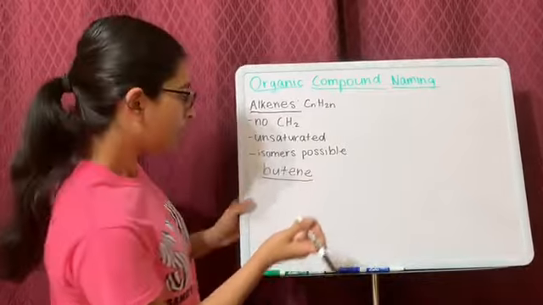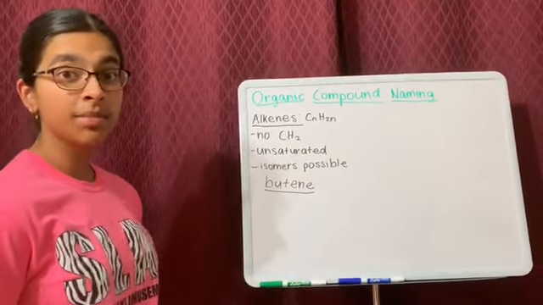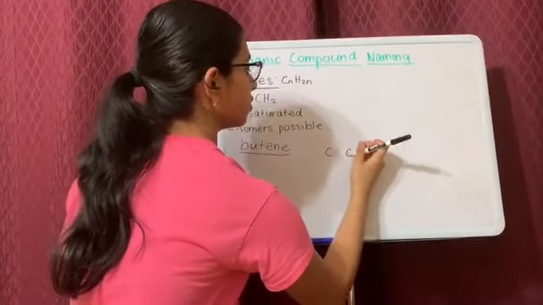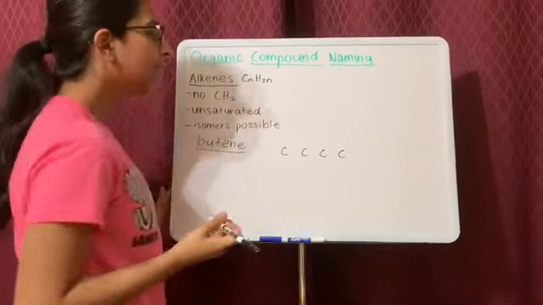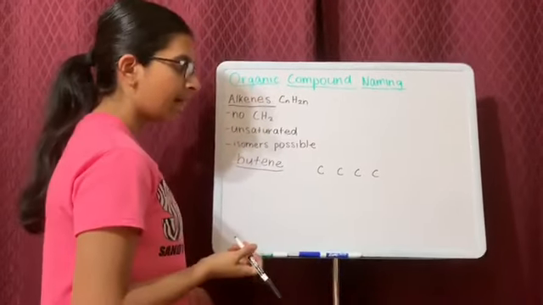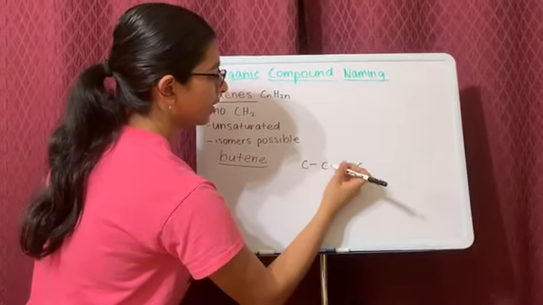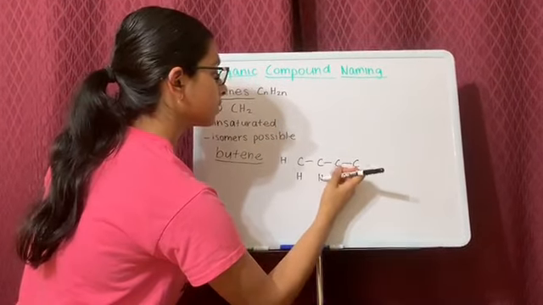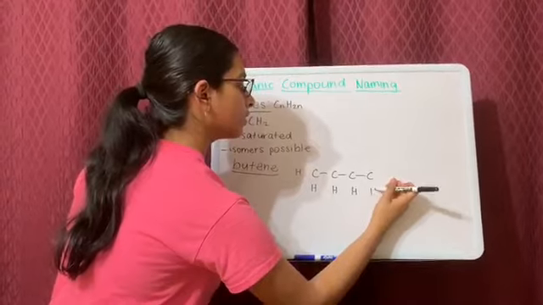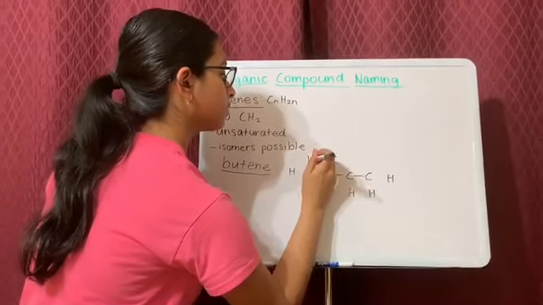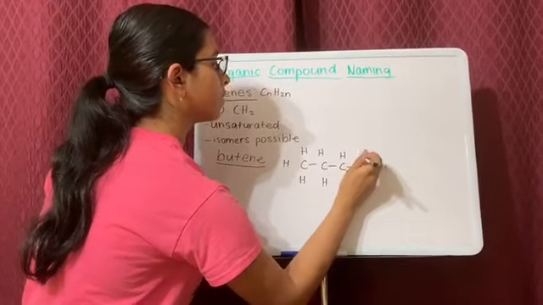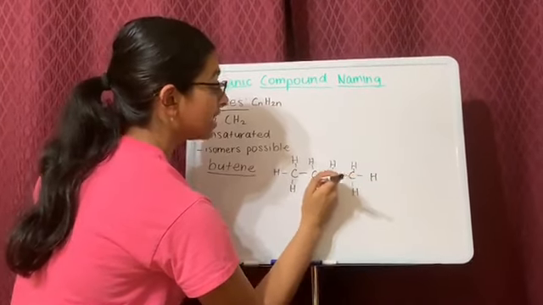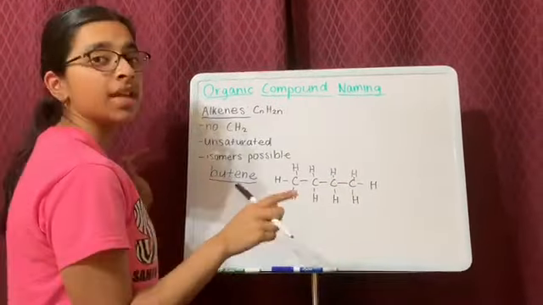Okay, so we see the prefix but, and that is going to mean we have 4 carbons. So let's draw out our 4 carbons. Let's draw it over here: 1, 2, 3, 4. And we see ene. That means we're going to have a double bond. But first, let's go ahead and fill in all of our hydrogens. So this would be a butane. It has the maximum possible number of hydrogens. It is saturated. But a butene is going to have a double bond.